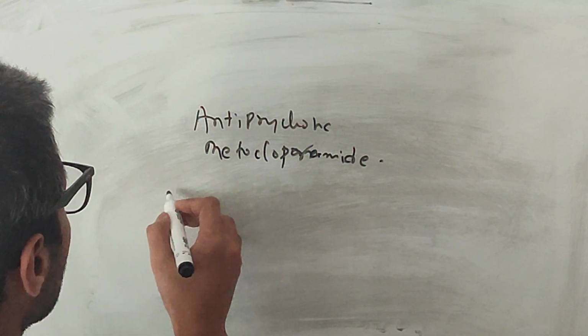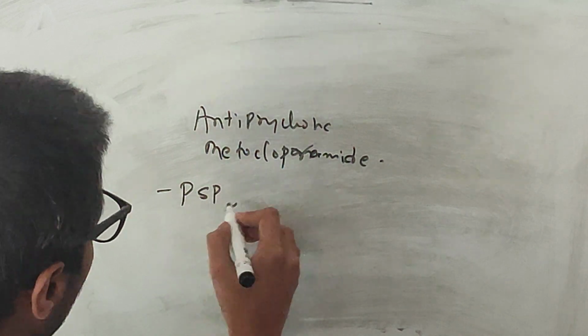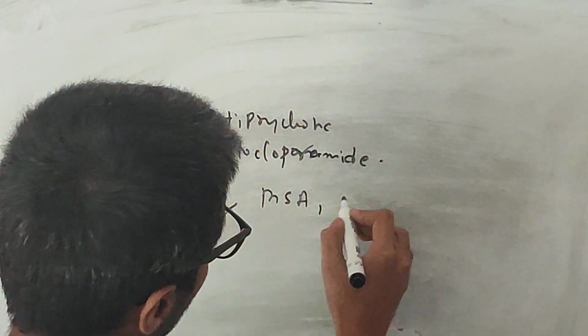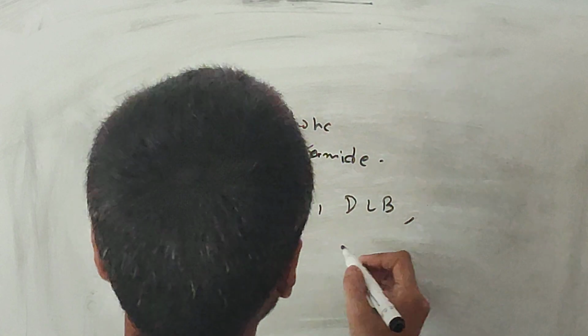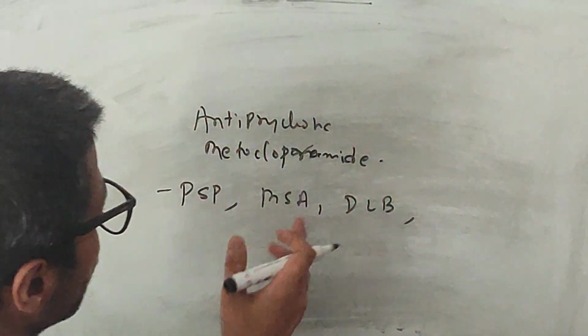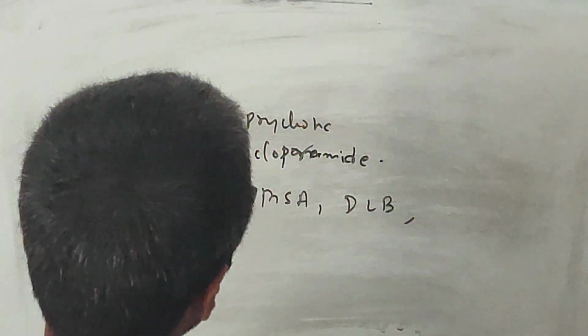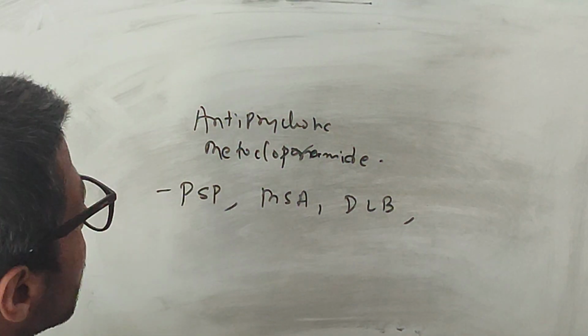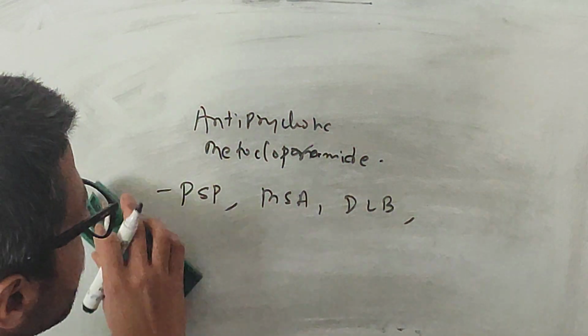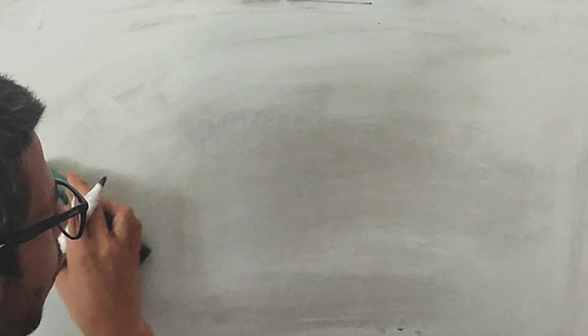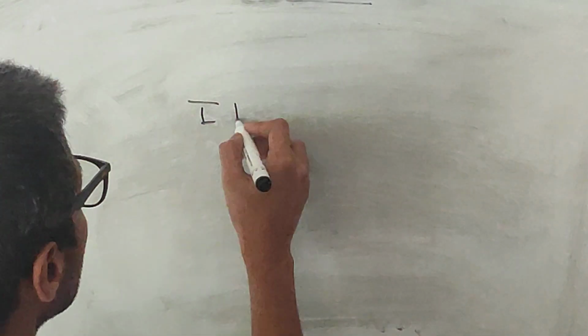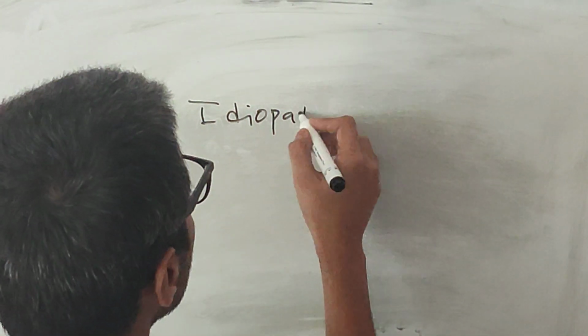And other causes like progressive supranuclear palsy, multiple system atrophy, and dementia with Lewy bodies. These are also causes of Parkinsonian symptoms. So now you know what Parkinsonism is and what its different causes are. Now let's talk about idiopathic Parkinson's disease.